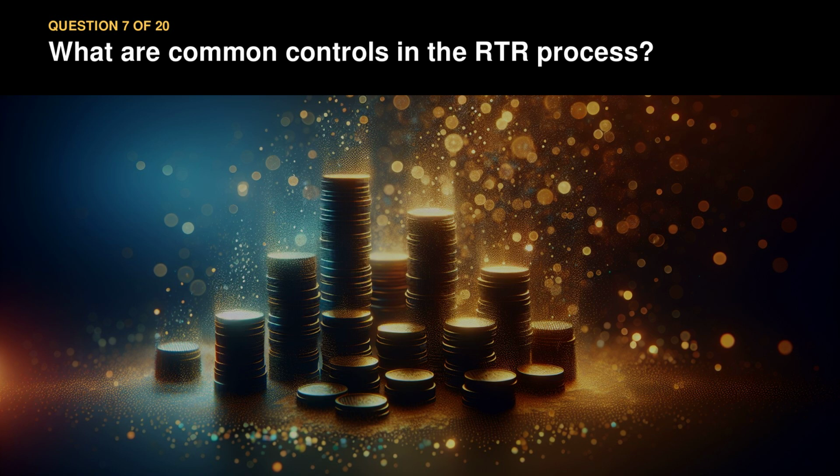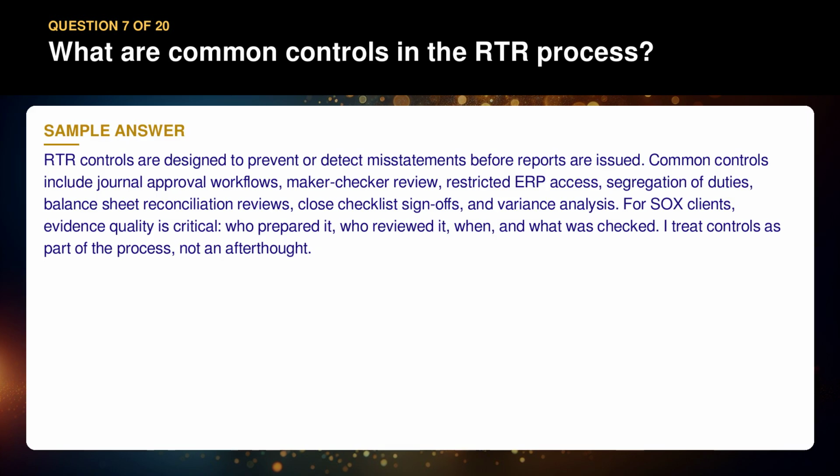Question 7. What are common controls in the RTR process? RTR controls are designed to prevent or detect misstatements before reports are issued. Common controls include journal approval workflows, maker-checker review, restricted ERP access, segregation of duties, balance sheet reconciliation reviews, close checklist sign-offs, and variance analysis. For SOX clients, evidence quality is critical. Who prepared it, who reviewed it, when, and what was checked.